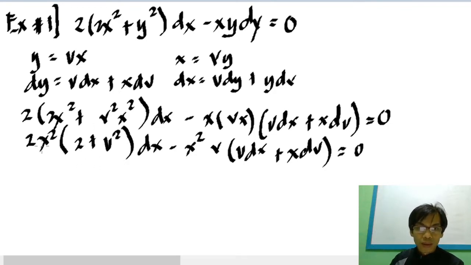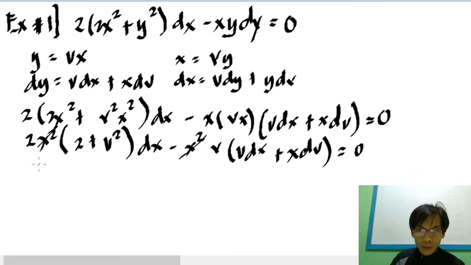So we can eliminate x squared in here by dividing 1 over x squared on all. So if we try to divide x squared in here, 0 over x squared is still 0. So let's put it that way.